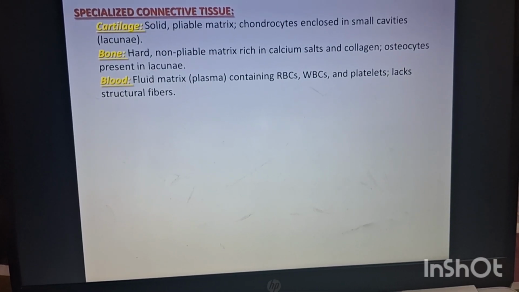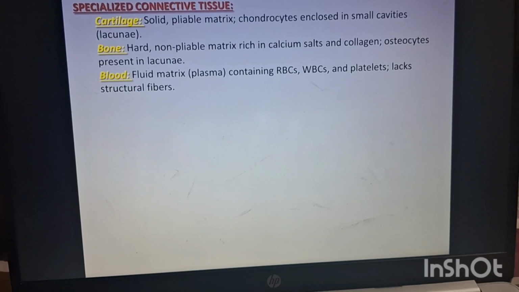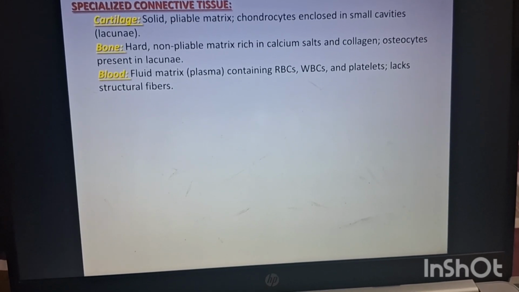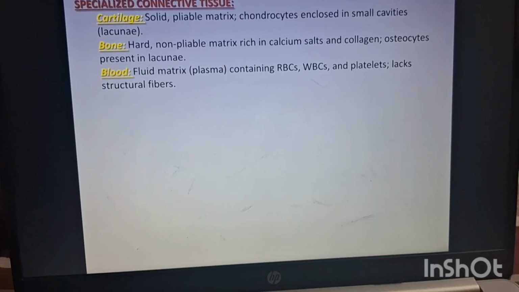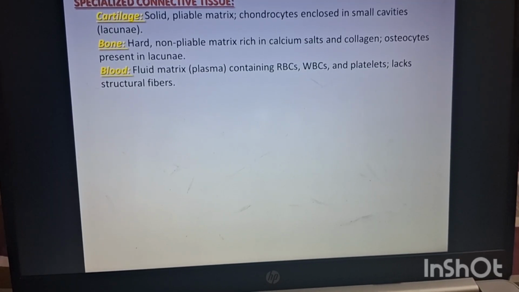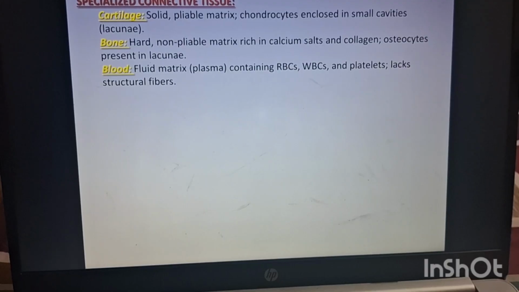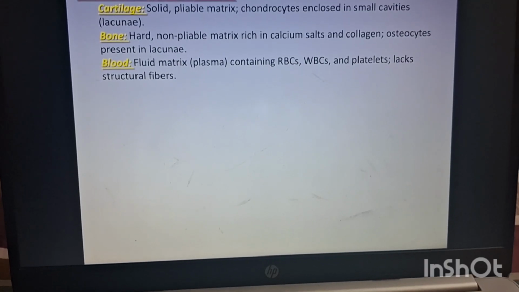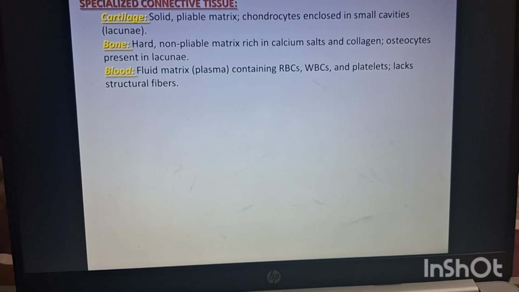Cartilage has a solid pliable matrix, that is chondrocytes enclosed in small cavities. Bone has a hard non-pliable matrix rich in calcium salts and collagen, with osteocytes. And blood is the fluid matrix containing RBC, WBC and platelets and lacking structural fiber. In the next classes I will discuss this connective tissue in more detail. Now the topic has ended.